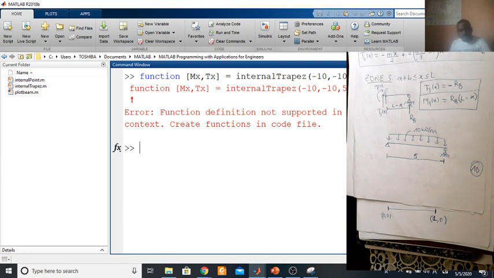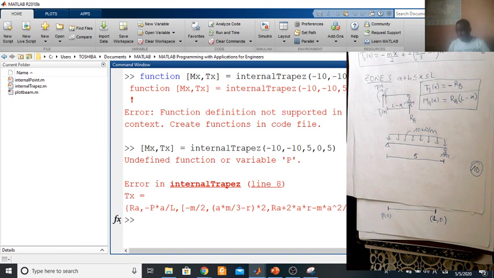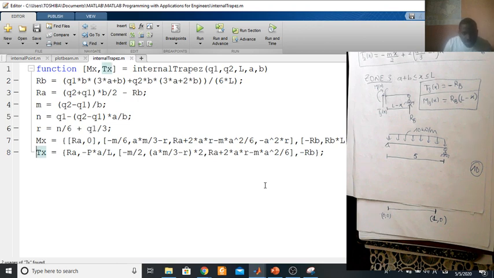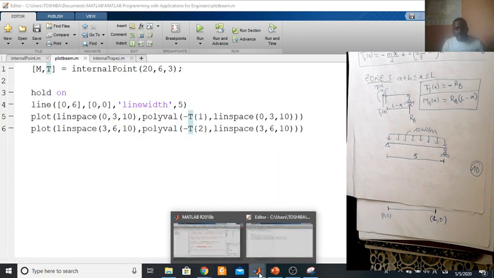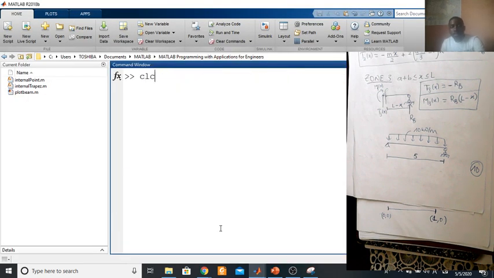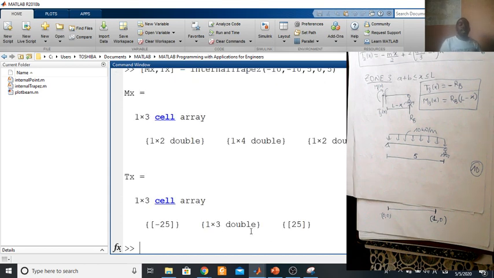Definition not supported in this context. Oh, sorry. We copied everything plus the function. Right? What was that? P. Undefined function or variable P. Where do we use P again? Line 8. Is P still existing in that code? Where is P coming from? Oh, I did not delete this guy. I did not delete this other guy, right? We have just 1, 2, 3 equations. Okay? Perfect. All right. Let's try that again. Good. Perfect.